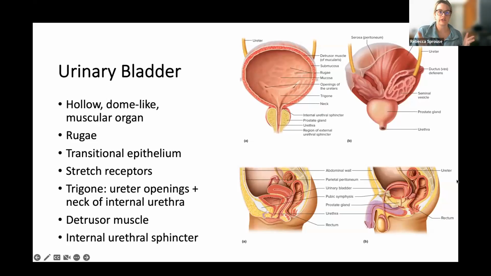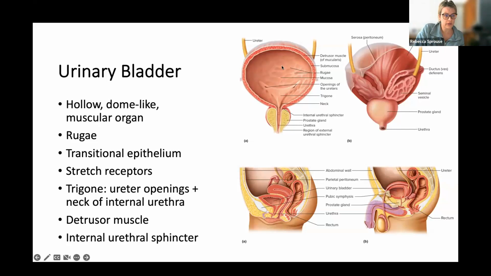And that triggers stretch receptors. And so as those cells flatten out and the bladder stretches, the stretch receptors are stimulated, and then urination can occur. We'll go into that more, I believe, in lecture 4.